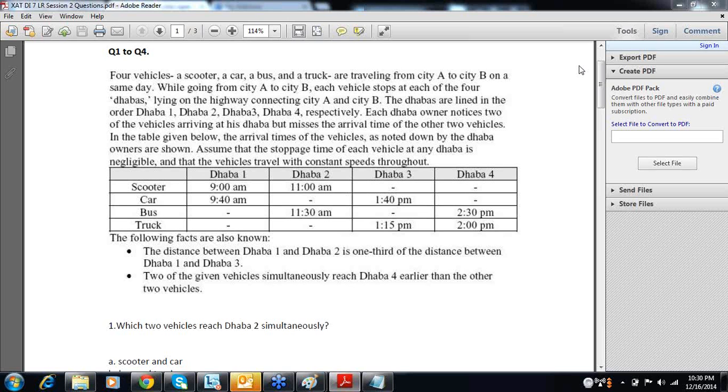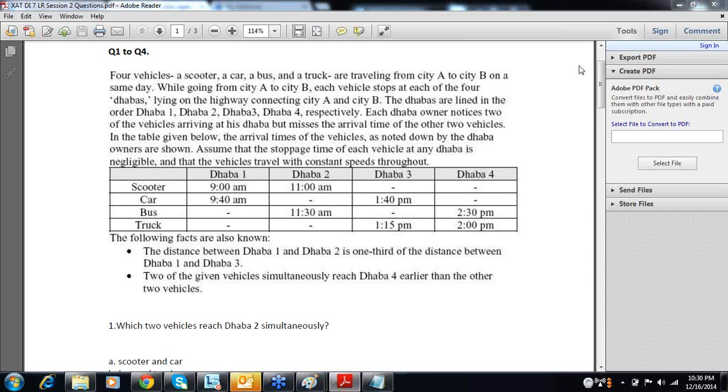Okay, let me review this question. So what does this question say? 4 vehicles, a scooter, a car, bus and a truck are traveling from city A to city B on the same day. While going from city A to city B, each vehicle stops at each of the 4 dhabas lying on the highway connecting city A and city B. The dhabas are lined in the order dhaba 1, dhaba 2, dhaba 3, dhaba 4 respectively.